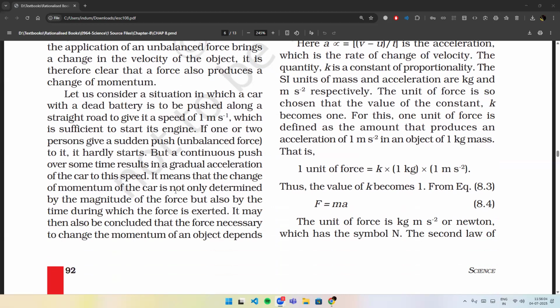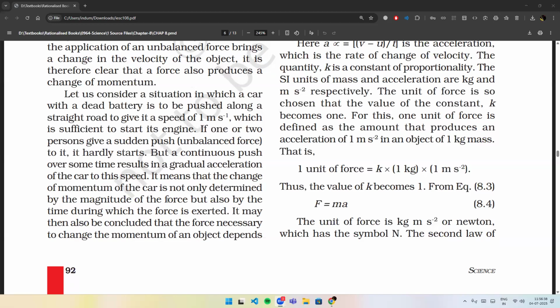Let us consider a situation in which a car with a dead battery is to be pushed along a straight road to give it a speed of 1 meter per second, which is sufficient to start its engine. If one or two persons give a sudden push to it, it hardly starts. But a continuous push over some time results in a gradual acceleration of the car to this speed. It means that the change of momentum of the car is not only determined by the magnitude of the force, but also by the time during which the force is exerted.